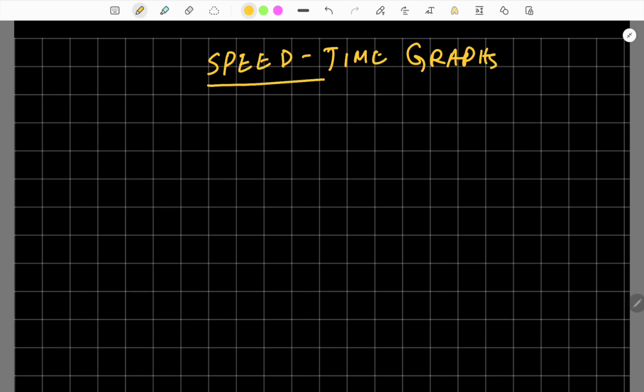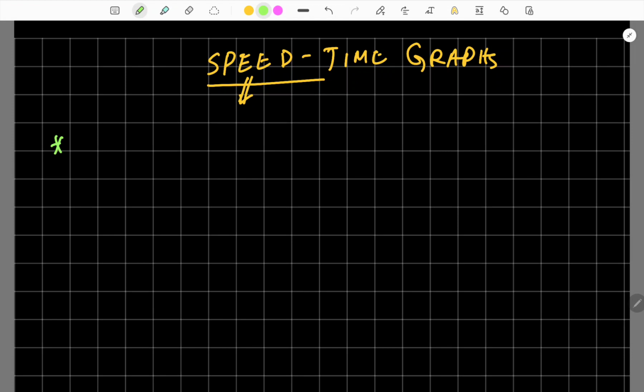Okay, beta, let's discuss speed time graphs. In this chapter we would be looking at the speed of an object over a period of time, how speed varies over a period of time. Clarity, beta? Acha. Beta, just remember two important points.